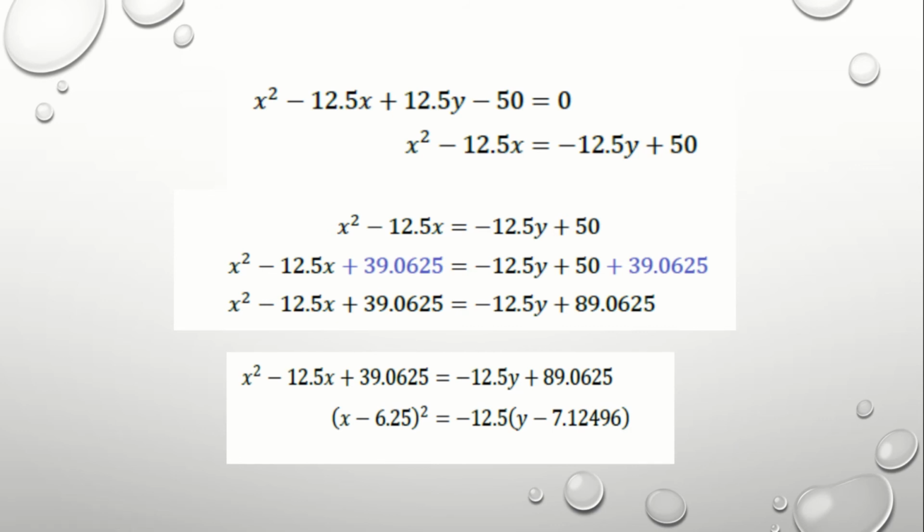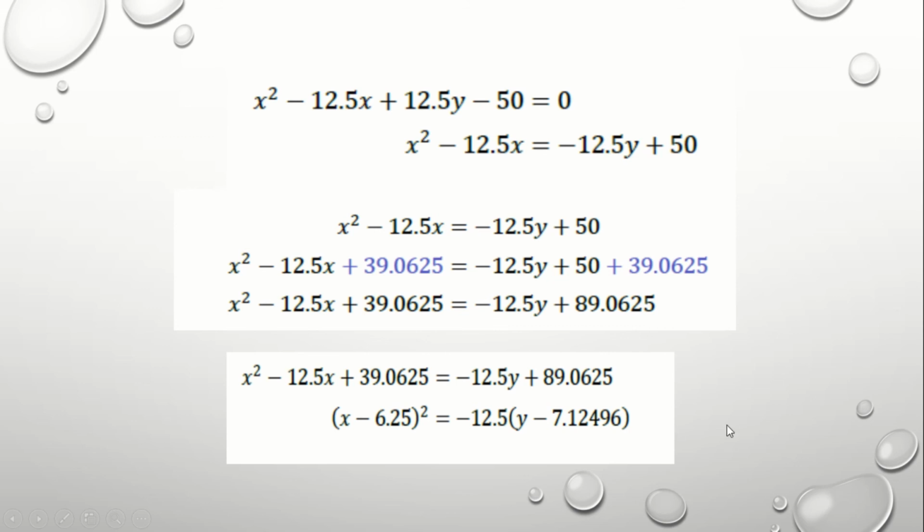Now, we are going to determine the highest point through the vertex of the parabola, which is negative 6.25. It will become positive 6.25. The same with negative 7.12496, it will become positive 7.12496. Therefore, the vertex is 6.25, 7.12496.